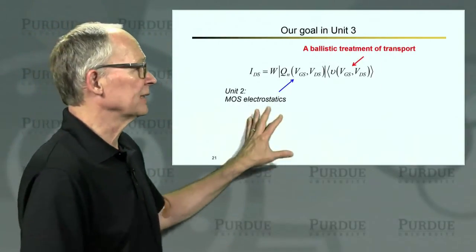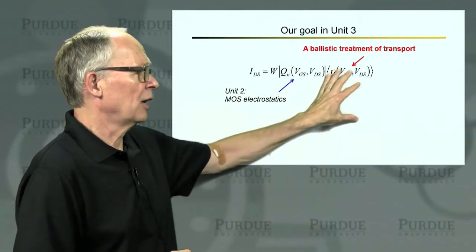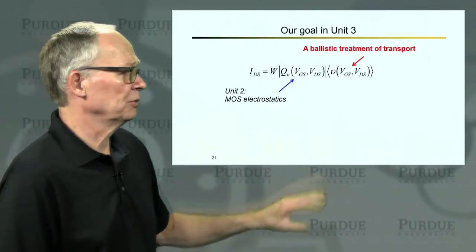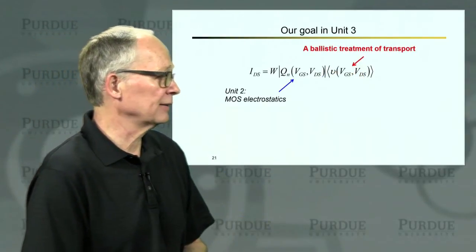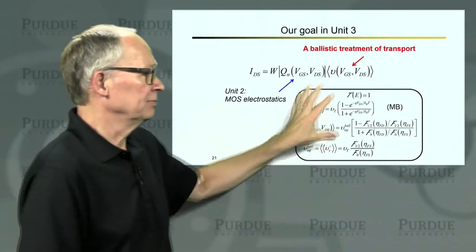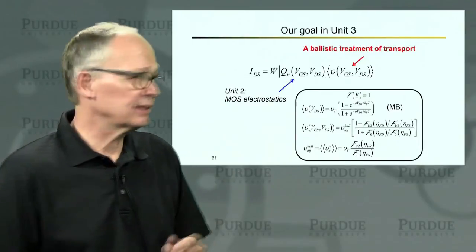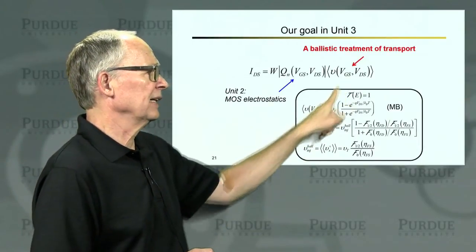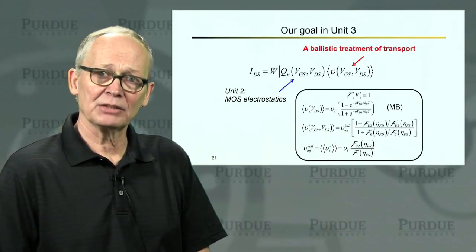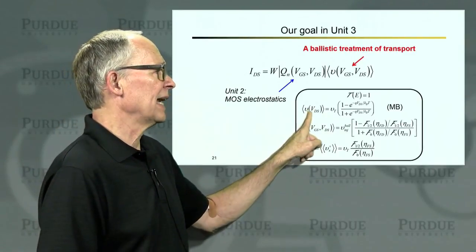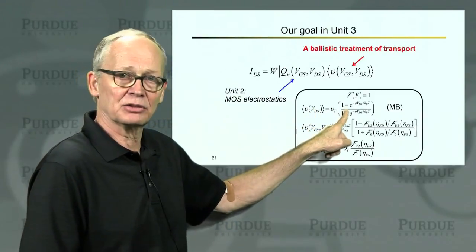So just to summarize, our goal in Unit 2 was to understand MOS electrostatics. Our goal in Unit 3 was to understand the velocity from a ballistic treatment perspective. The bottom line is that if we assume that the transmission is 1, we have a ballistic model, then we could calculate this average velocity. In the case of non-degenerate or Maxwell-Boltzmann statistics, that average velocity at the virtual source only depends on the drain-to-source voltage.